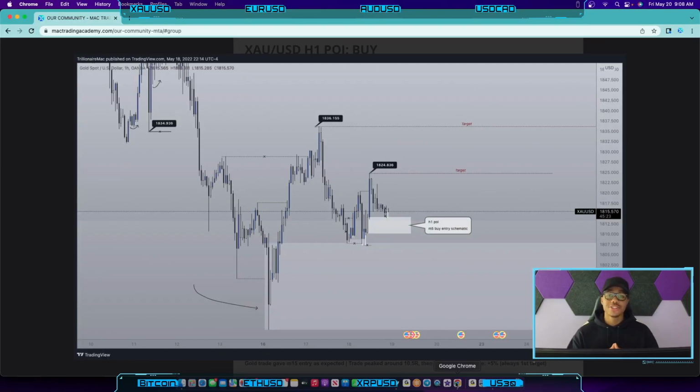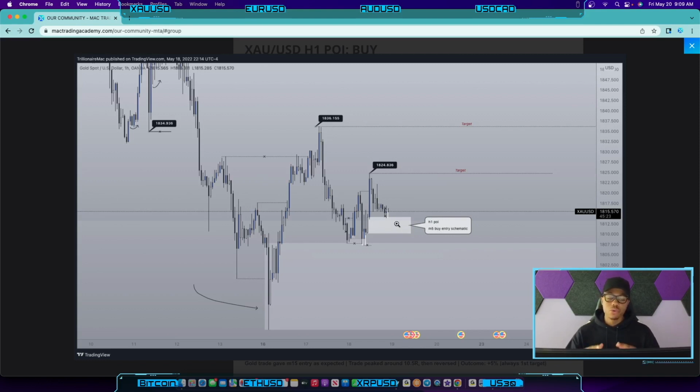Before we hop into the charts, I wanted to show you all a little bit of the before, and what my trading community was able to receive as it relates to my outlooks before the gold trade. Everyone received a screenshot, which you all are seeing right now on the screen. As you can see, I have an H1 POI, and we're looking for M5 buy entry schematics within this region here.